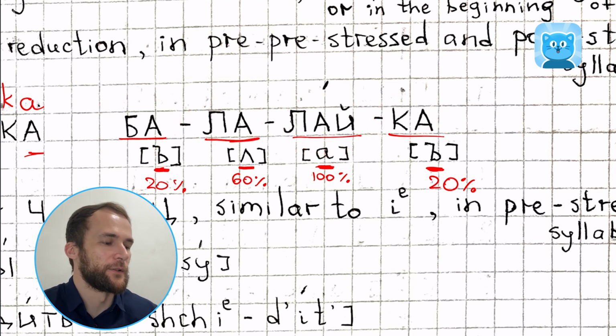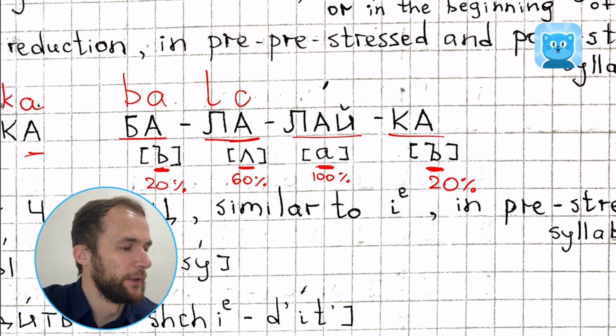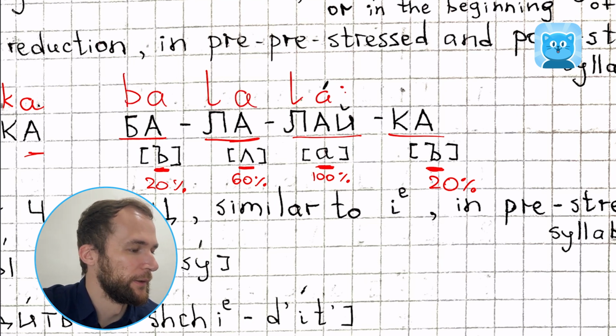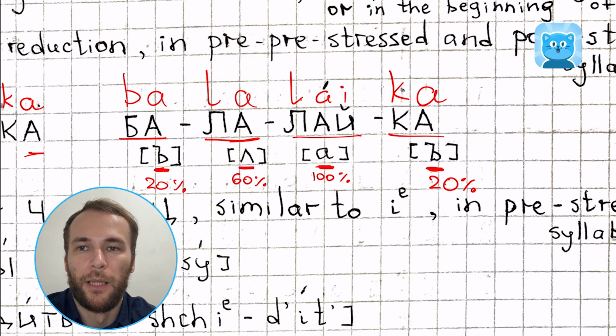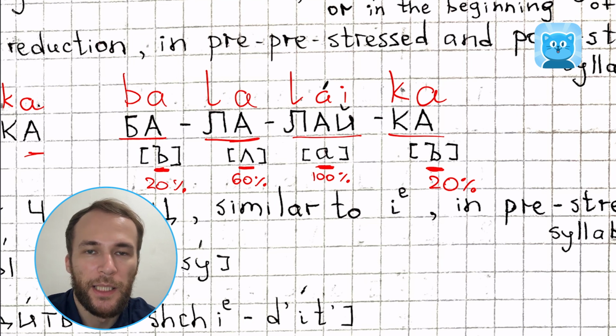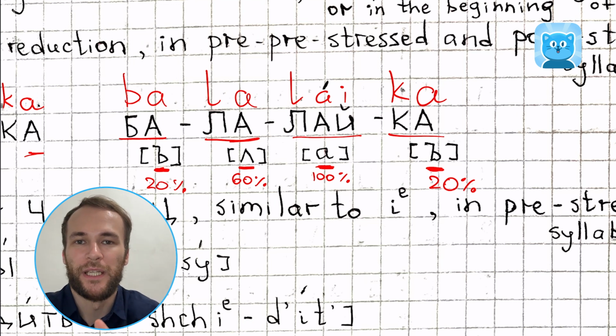Okay, and let's try to do it together. So b, a, l, y, k, a. So b, l, bl, lie, bl, lie, k, bl, like, bl, like, balalaika. So this is the natural way to say balalaika, right?